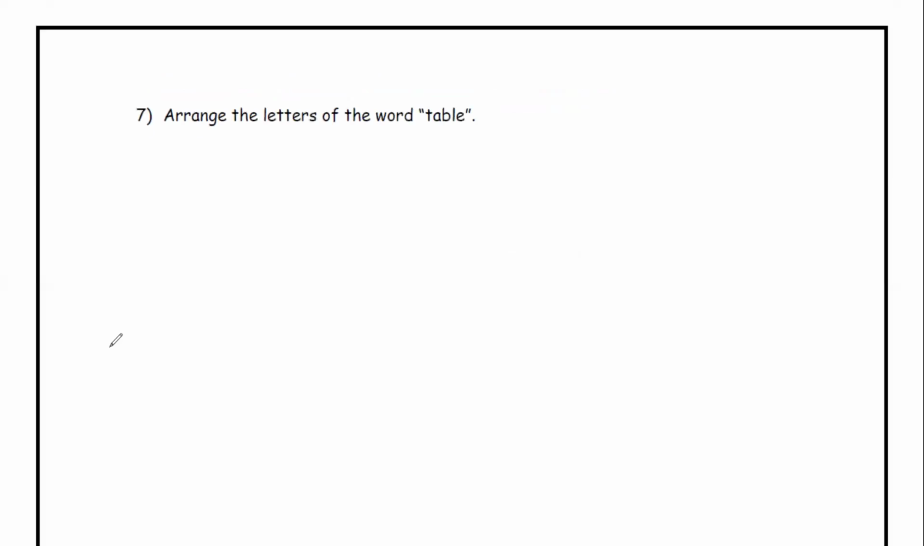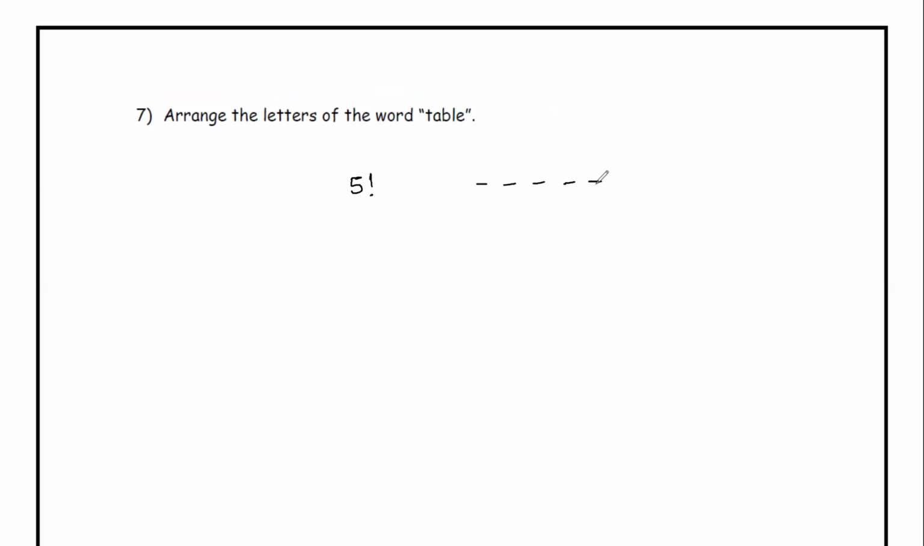Arrange the letters of the word table. So that's the third concept of permutations. There are several types of questions. The third type: when you have to arrange five letters, T, A, B, L, E, how many ways are there to arrange them? There are just 5 factorial ways to arrange them because there are five letters.